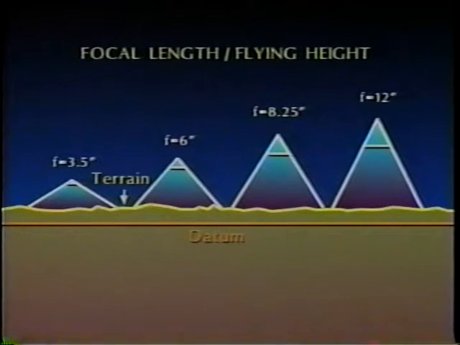Flying height, focal length relationship. Here we see 4 cameras flying at different altitudes but photographing at the same scale. Compared to a 6-inch focal length camera, a longer focal length lens will allow a higher flying height, and a shorter focal length lens will allow a lower flying height, all yielding the same photoscale. In this presentation, we will direct your attention to the 6-inch focal length camera due to its extensive use, but you should be aware of the capabilities of other mapping cameras.